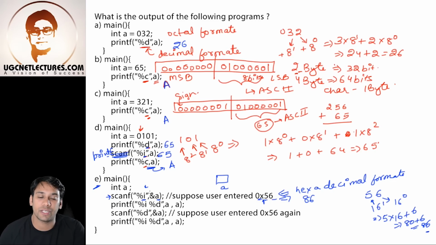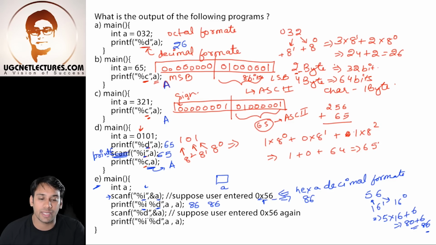Now in this printf statement, first I am printing this value with %i, and then with %d, right? Remember, we have scanned this value with %i. So it is going to print 86 space 86, because it prints the decimal equivalent of this number.